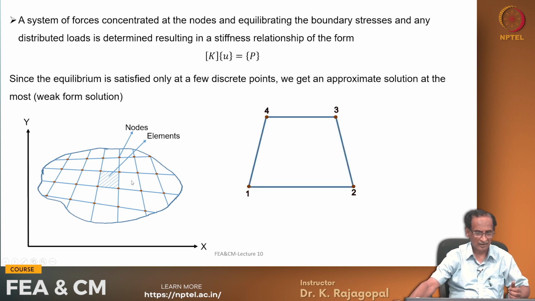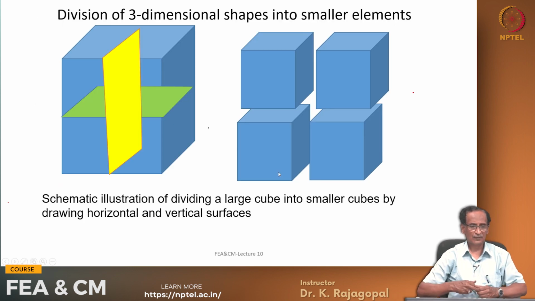And these elements, they could be of different shapes, like they can be quadrilateral elements or triangles or some distorted shaped elements like this. And so these triangles, they'll have a minimum of 3 nodes, whereas quadrilaterals they'll have 4 nodes and so on.